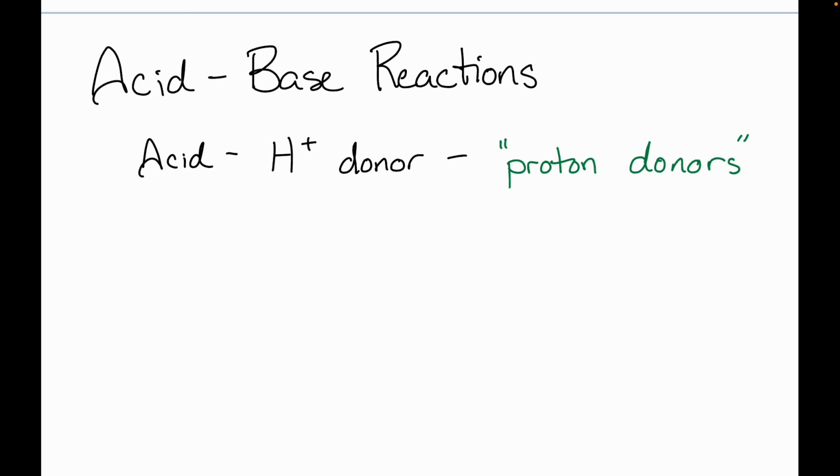A base is then the exact opposite. It's a hydrogen ion acceptor, which again we refer to as a proton acceptor.